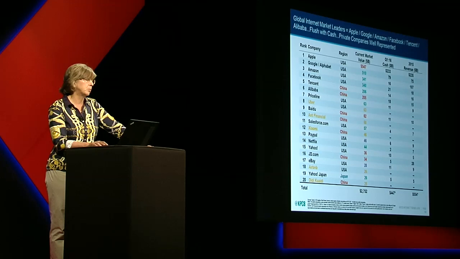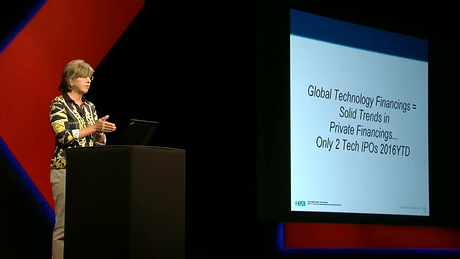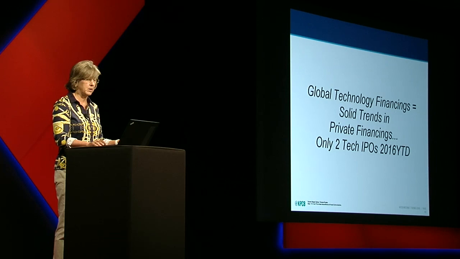The internet leaders are big and getting bigger and staying aggressive. Apple, Google, Amazon.com, Facebook, Tencent, Alibaba, and others are flush with cash, and the companies are well represented. This is the top 20 internet companies globally based on market cap. Traditional industry incumbents are active in acquisitions and investments. They're increasingly betting on technology companies to fuel growth. Non-tech acquisitions of tech companies are up 2.6x since 2012. This is data from Morgan Stanley. Global tech financings are solid in private financings, but there were only two tech IPOs in 2016. Again, some data from Morgan Stanley that shows that.